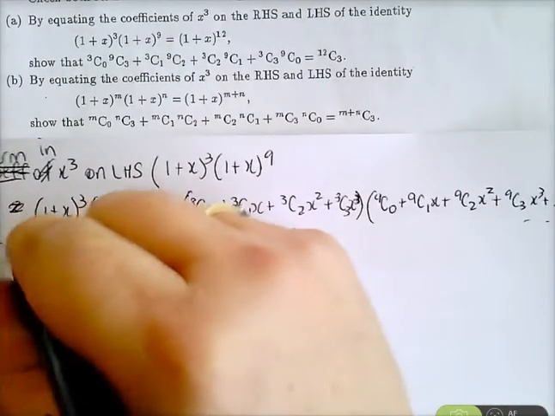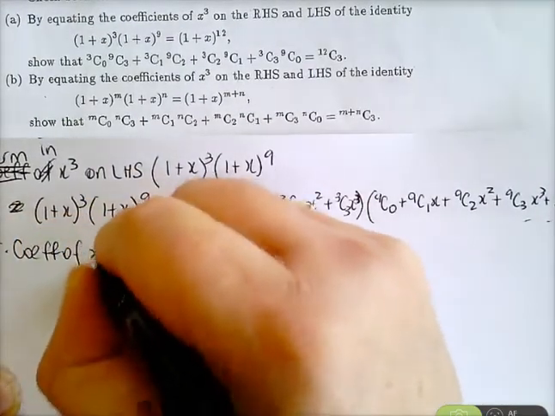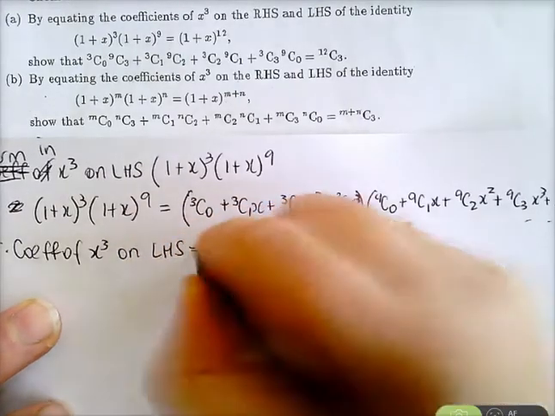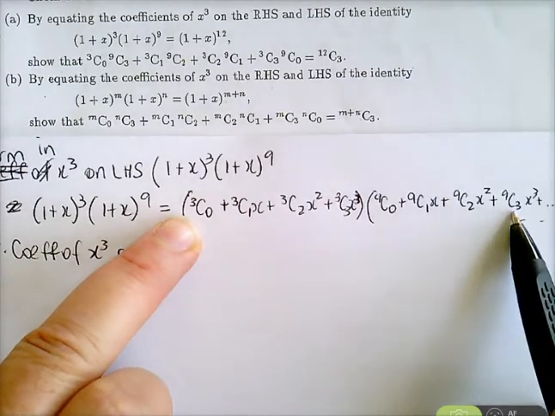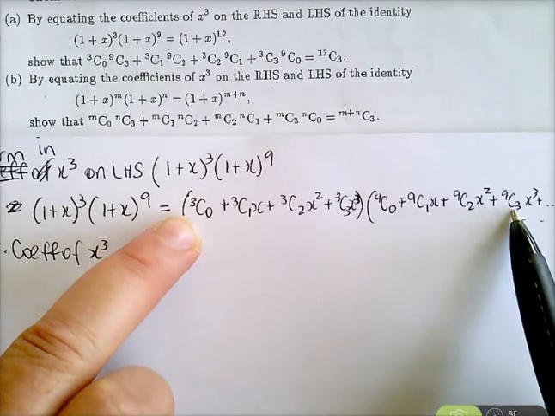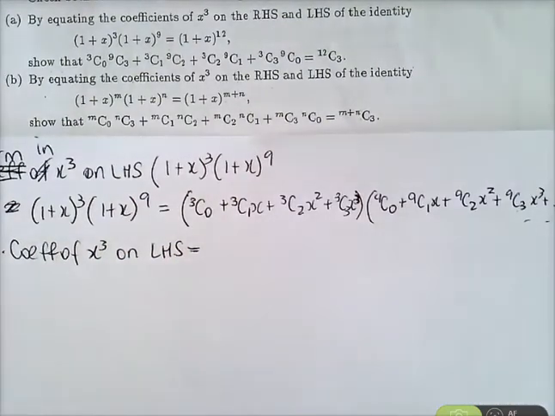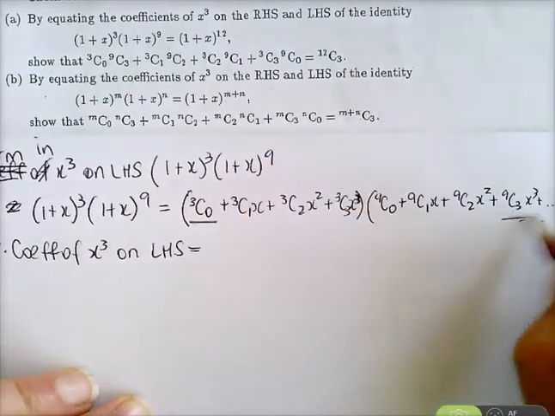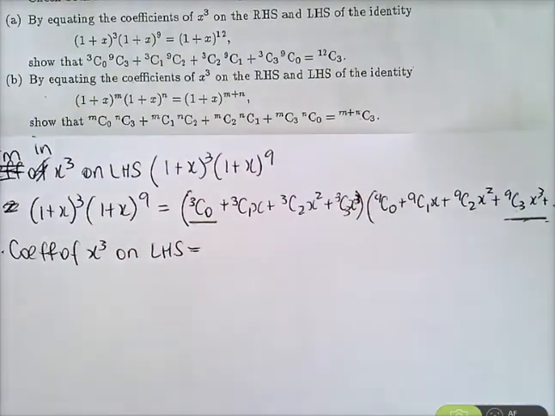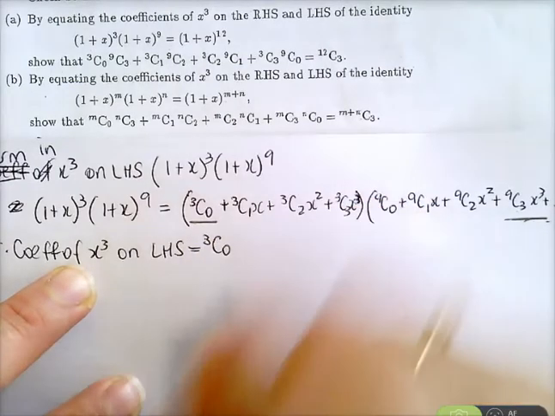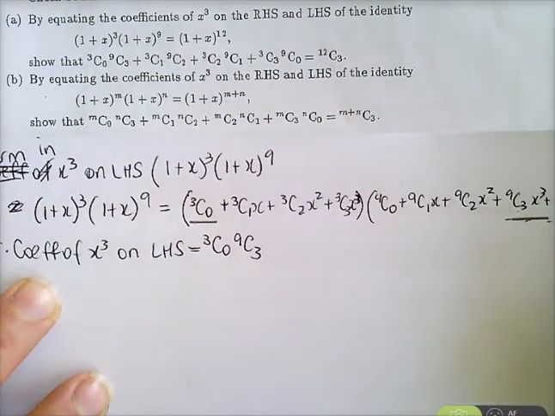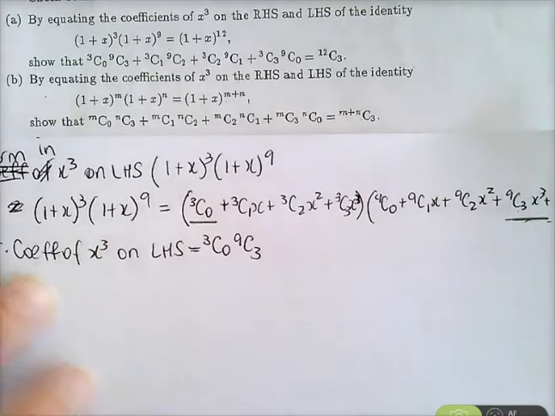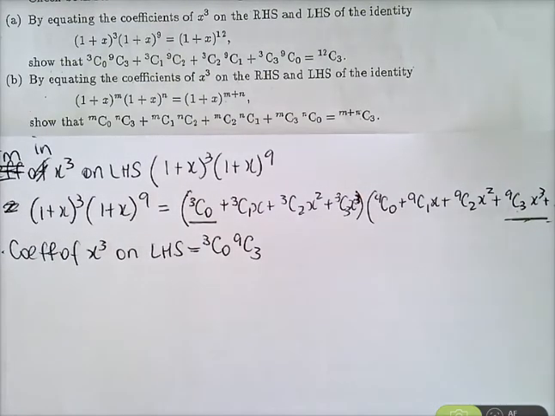So therefore, the coefficient of x cubed on the left-hand side: how could I get x cubed? Couldn't I multiply the 3C0 by the 9C3? That term times that gives me a term in x cubed. I just want the coefficient, so it's 3C0, 9C3. Actually, do you want the term and then I'll do the coefficient on the next row? If I write term in, I have to put the x's. If I put coefficient, I don't put the x cubes in.